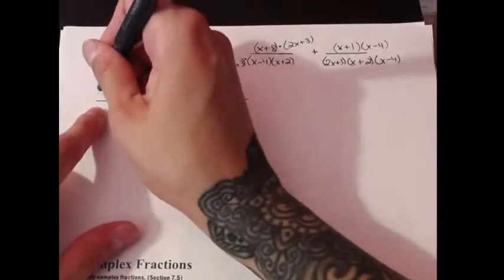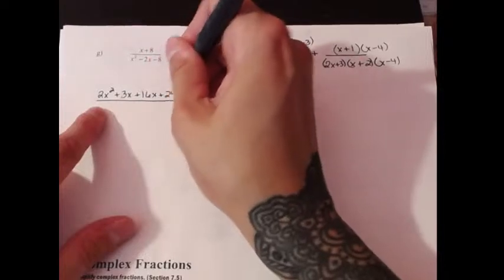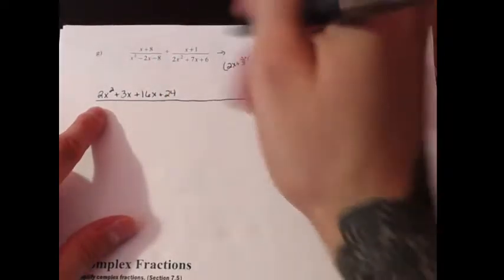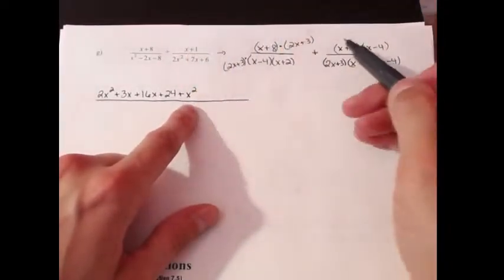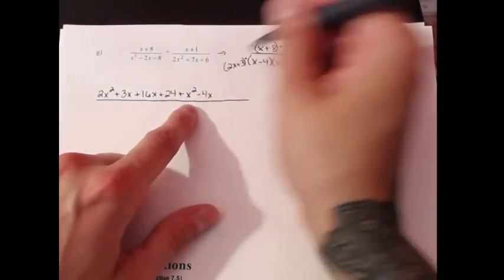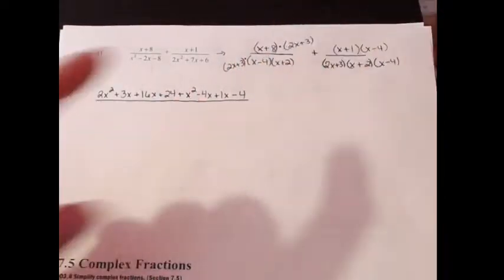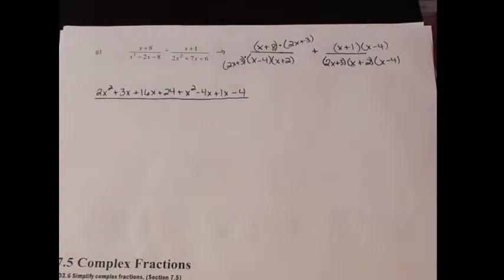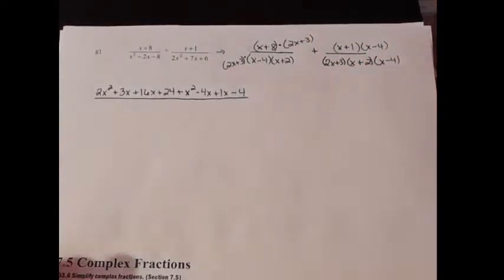X times 2x is 2x squared. X times 3 is 3x. 8 times 2x is 16x. 8 times 3 is 24. Plus x times x is x squared. X times -4 is -4x. 1 times x is 1x. 1 times -4 is -4. Whew! Okay, it was a lot, but it wasn't unmanageable. It's not something that we are unfamiliar with. We're totally familiar with the product of binomials. That's no big deal. We've done it a million times.